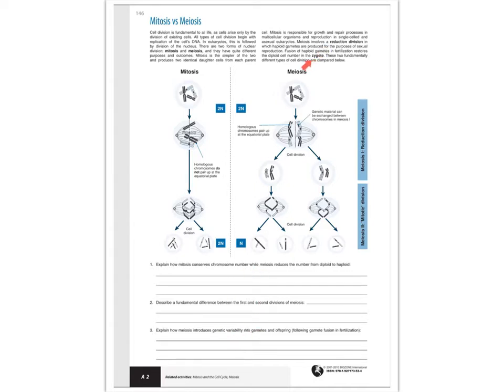Zygote, by the way, is what we call it when the sperm meets the egg and creates this new creature. We don't call it an embryo because it's not developed enough yet. We don't call it a baby because it's not developed yet. It's just a single cell. When you have that single cell, we call it a zygote.